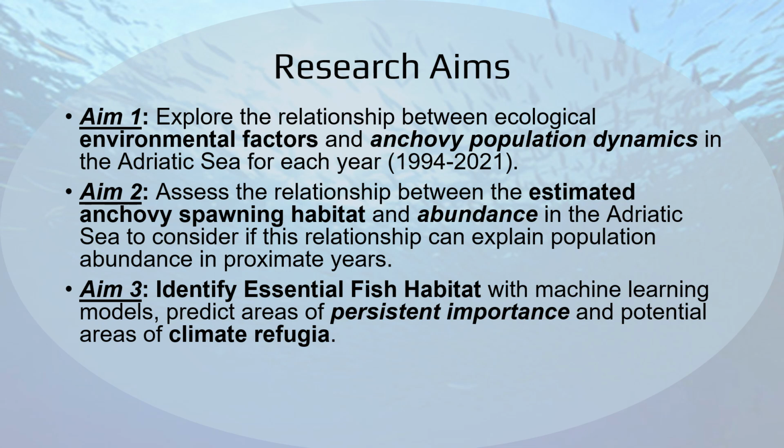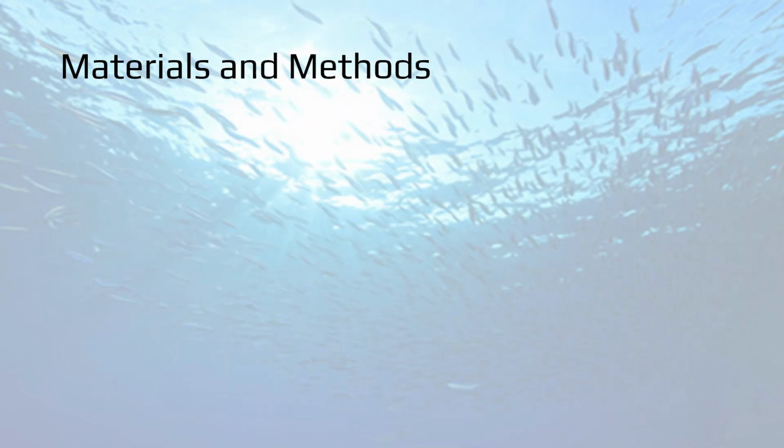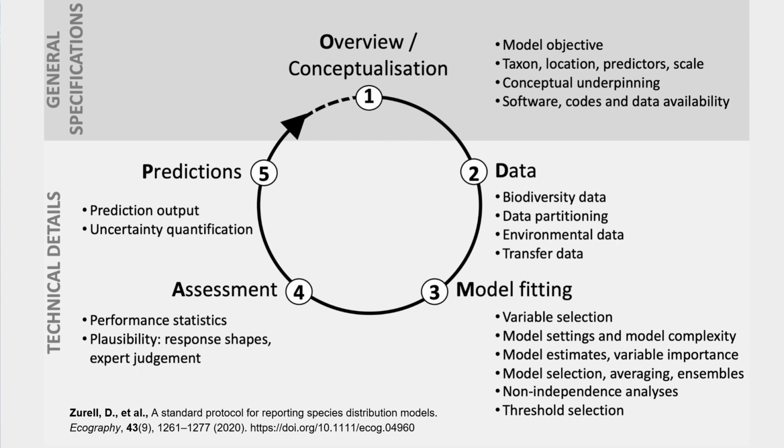So we know they generally reach reproductive maturity at about 1 year of age. So can we use the estimated spawning habitat from the year before to predict the approximate year's abundance? And finally, our last aim was to identify essential fish habitat and especially identify areas of persistent importance and potential areas of climate refuge. So now we'll jump into our materials and methods.